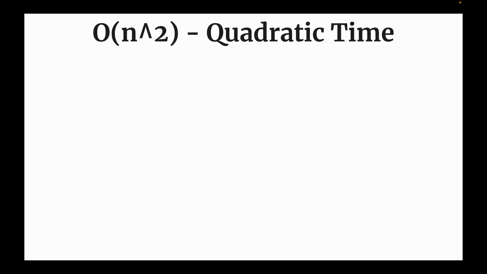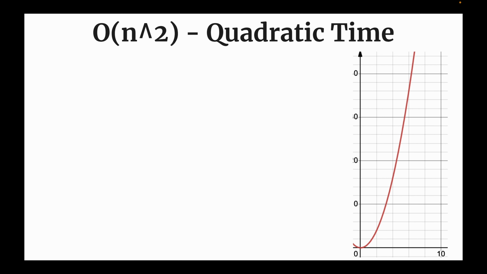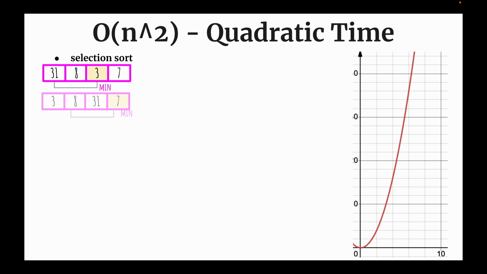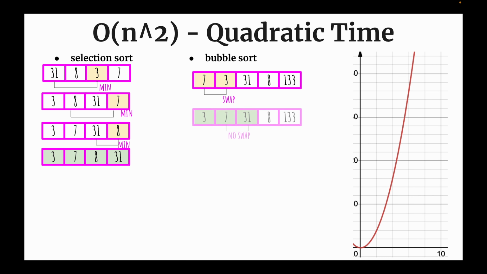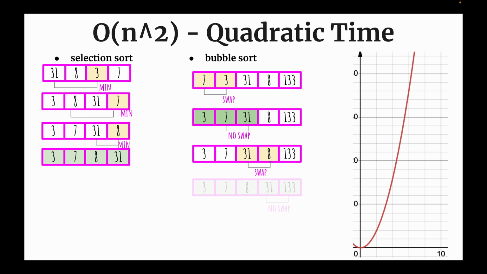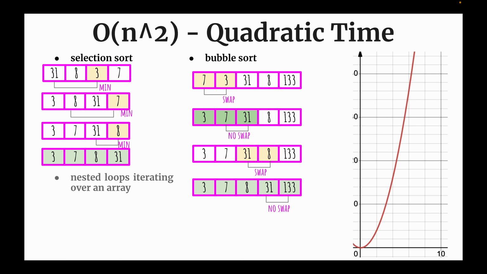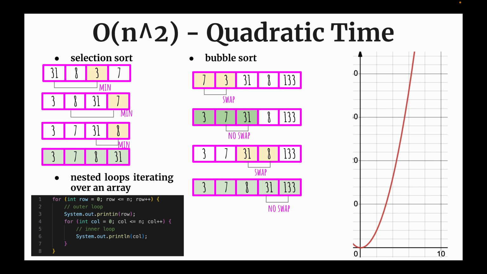The next on our list is big O of n squared, or quadratic time. And the algorithm's runtime grows quadratically with the input size, as you can see here in the graph. The examples will include selection and bubble sort. In each iteration of those, these algorithms compare or swap elements within the array, resulting in quadratic growth as the input size increases. Another example is nested loops iterating over an array.